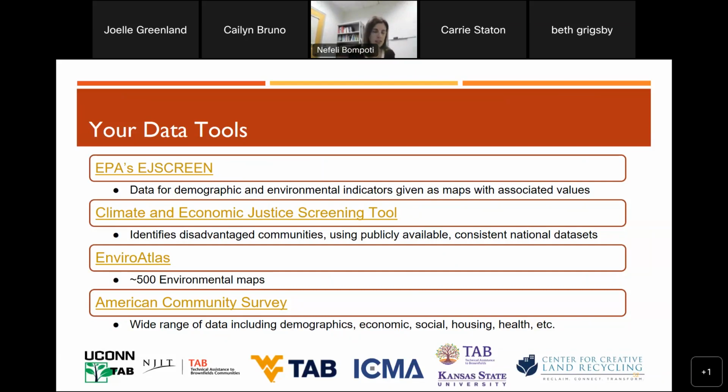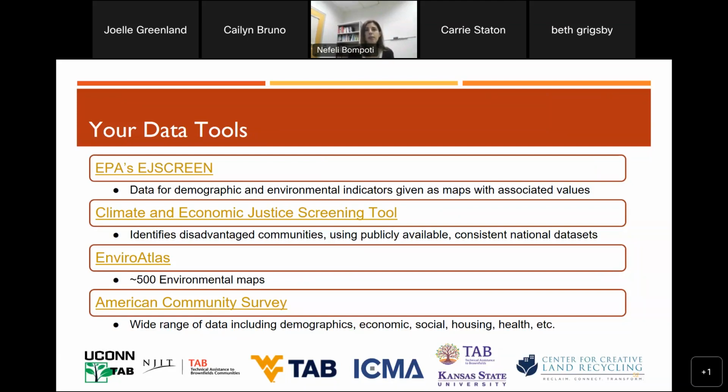Besides EJ Screen, we also have a new tool called the Climate and Economic Justice Screening Tool. It is currently in a beta version, and with that tool you can identify which communities are characterized as disadvantaged. EJ Screen would not tell you that. It will give you the statistics and the indicators, but it doesn't have that classification. So if your community is characterized as disadvantaged by the Climate and Economic Justice Screening Tool, which is a federal tool, definitely mention that in your application.